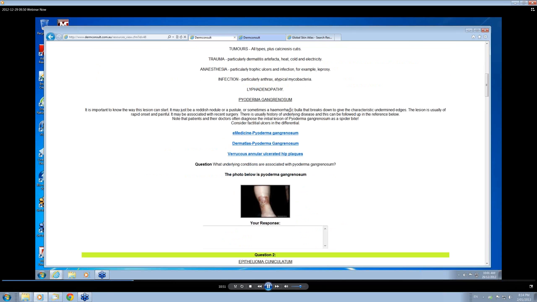Then pyoderma gangrenosum. I want to make a particular mention of it because of the number of cases of Crohn's and ulcerative colitis and rheumatoid arthritis and what have you, you're likely to get these sort of patients referred to you. The thing about pyoderma gangrenosum is the ulcer comes on very quickly, and it may start initially as a reddish nodule and pustule, and sometimes as a hemorrhagic fluid that breaks down, and then it gets the characteristic undermined edges.